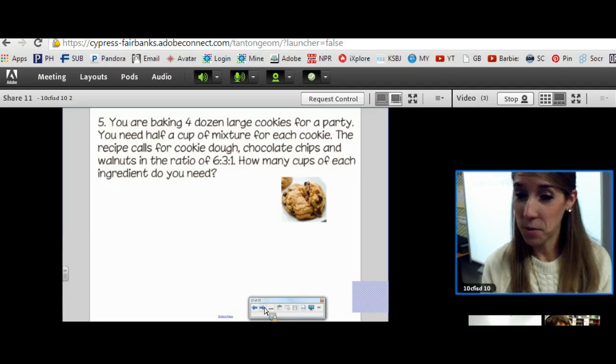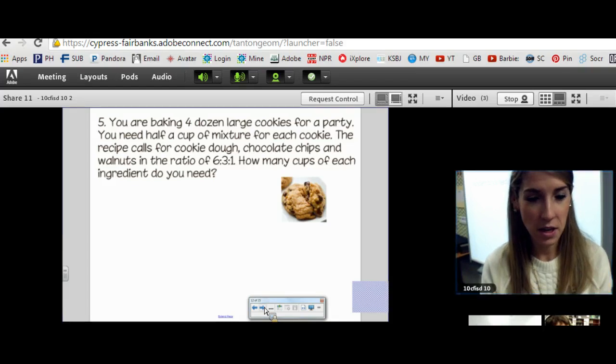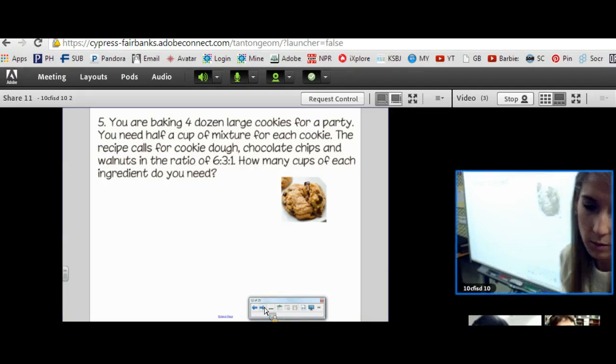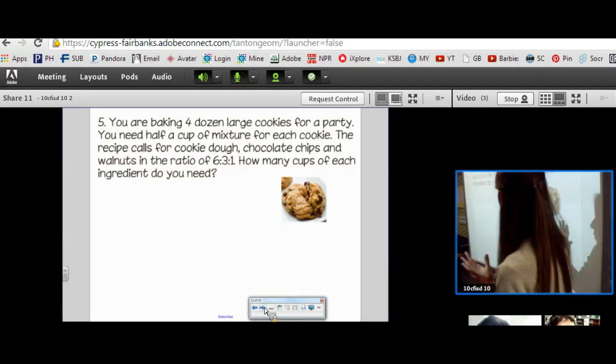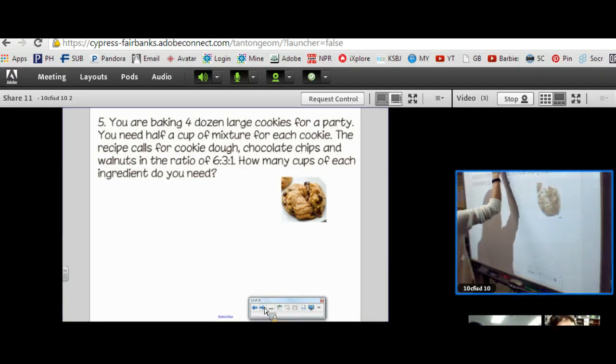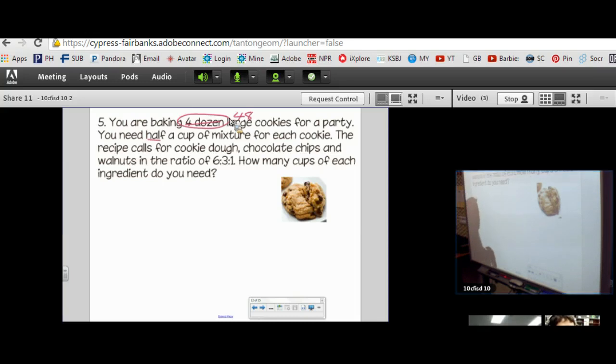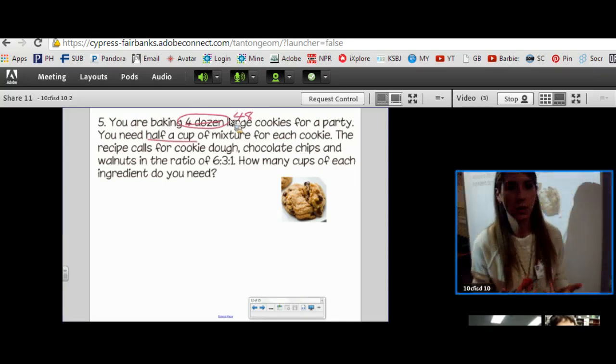All right, guys, real world problem. Here we go. See what you can come up with. I'll give you some time. I'll stop talking. So how we want to look at this first is, what I did first was 4 dozen. I changed that. Okay, so that's 48. Making 48 cookies. But for each cookie, we need half a cup of mixture. So how many cups of mixture do we need?